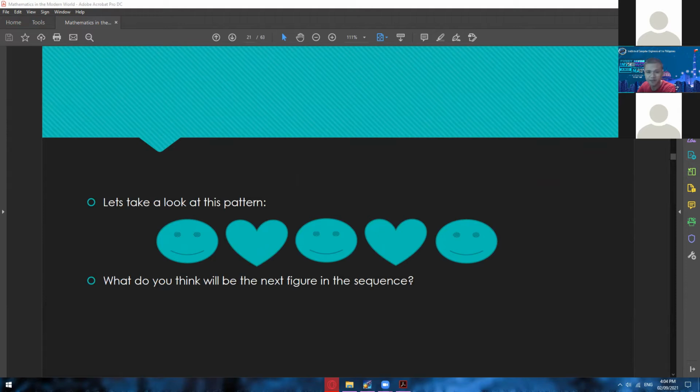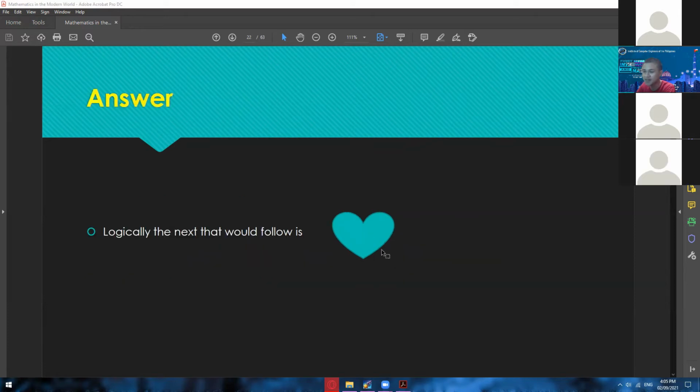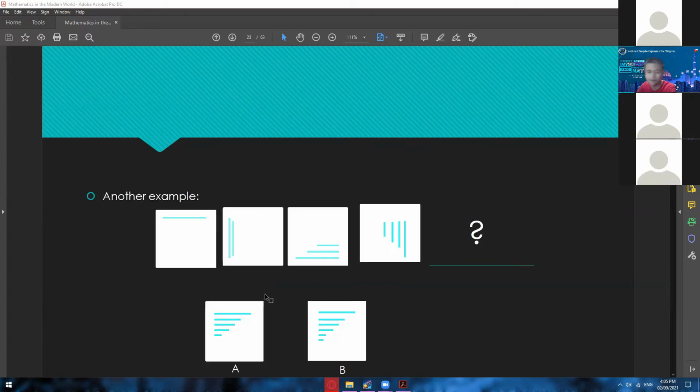Coming from Miss Gavina, it's heart. I'm pretty sure no one answered smiley, right? I'm pretty sure that most of you will answer heart. So the correct answer is, of course, heart. It's very, very obvious. Okay, what about this one? Another example.